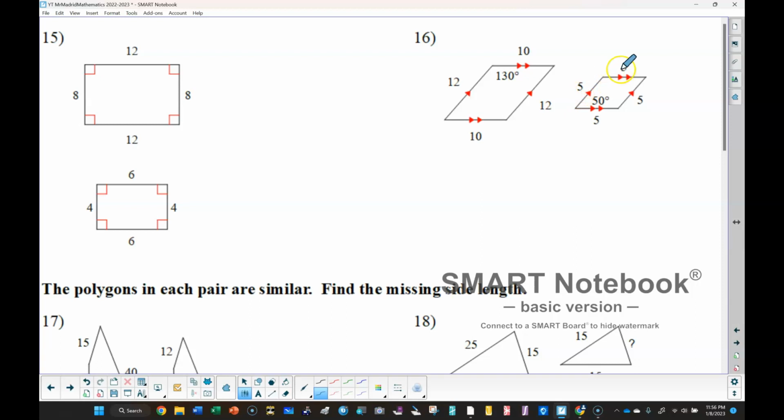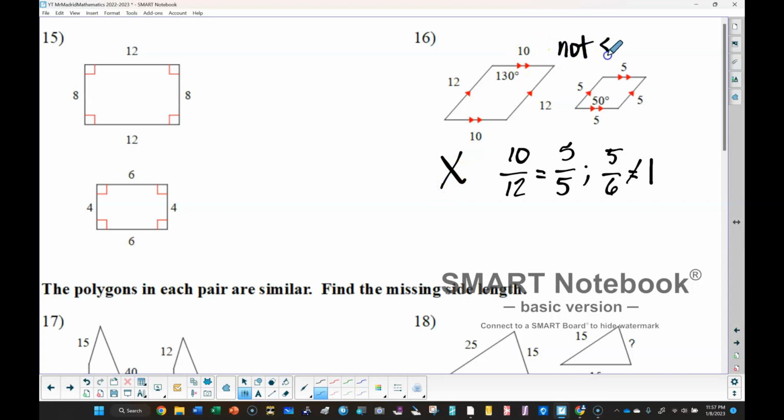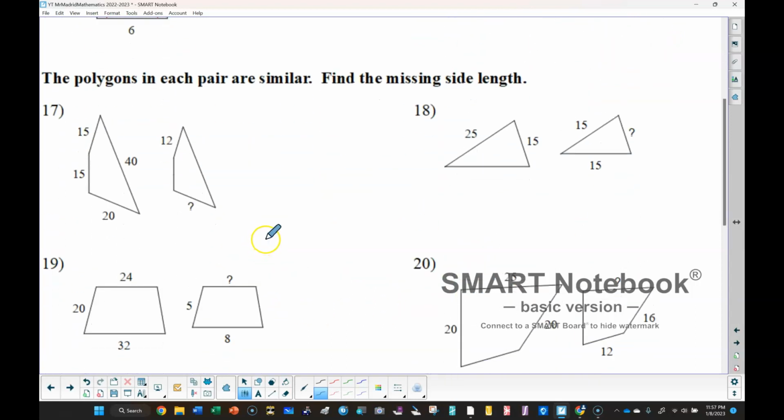Okay, and this one, since it's pretty obvious, right? Let's do this one real quick. Just kind of start it. If I put 10 over 12, right? Does it equal 5 over 5? Okay. Some of you guys already know, but you can put it in the calculator. This becomes 5/6. And 5 over 5 is 1. That doesn't equal. So you can put an X and right away say not similar. Okay? All right. Let's go ahead and move on.